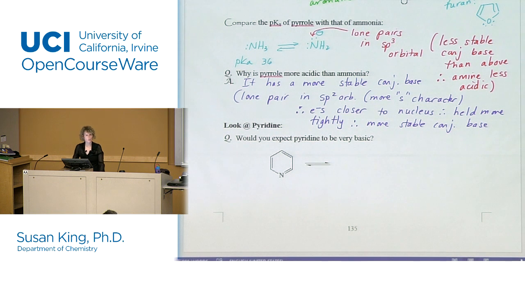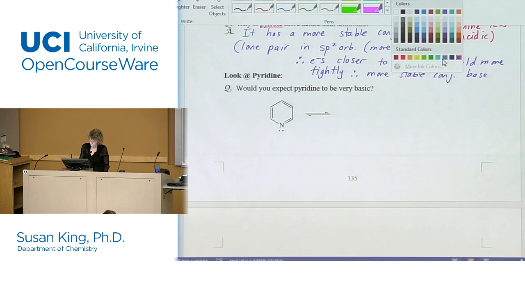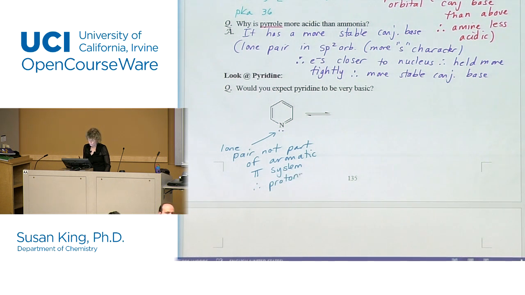What about pyridine? Do you expect pyridine to be very basic? Well, gosh, we used it as a base all throughout chapter 9 at least, right? So yes, we do. I would. Lone pair is not part of the aromatic pi system. Therefore, protonation does not disrupt aromaticity.